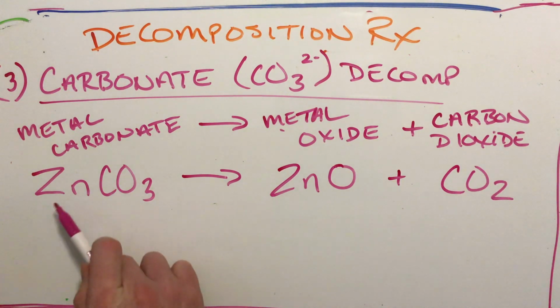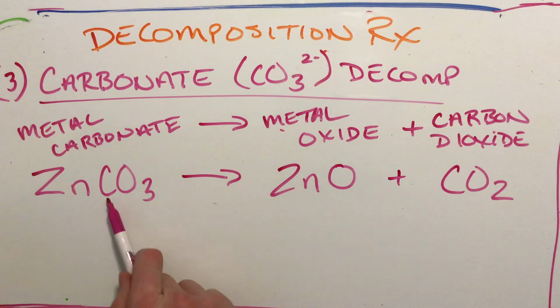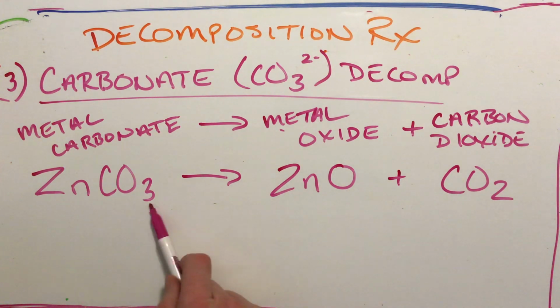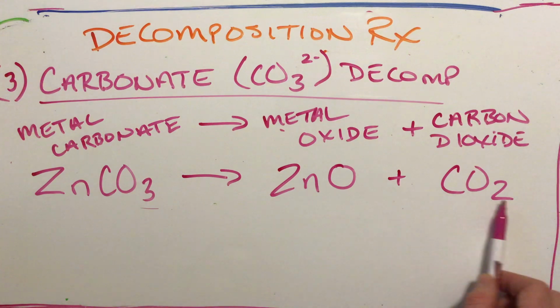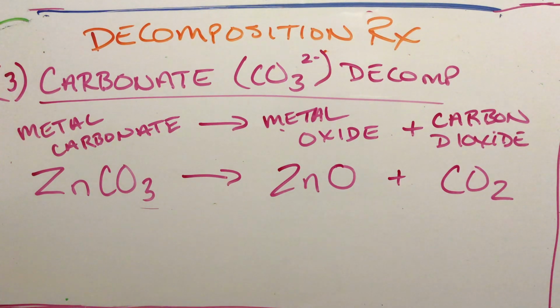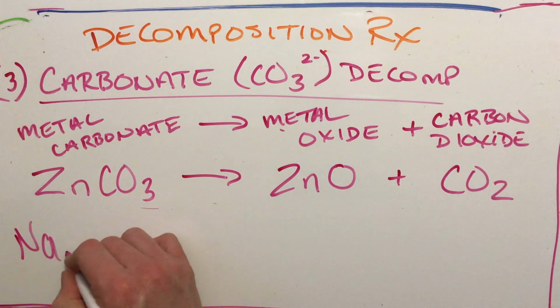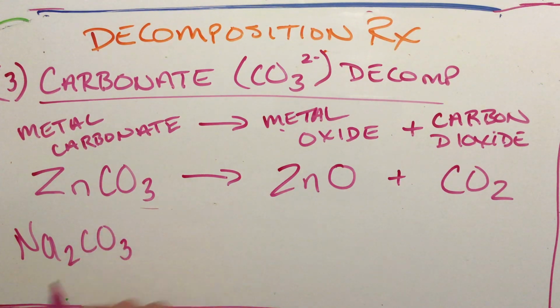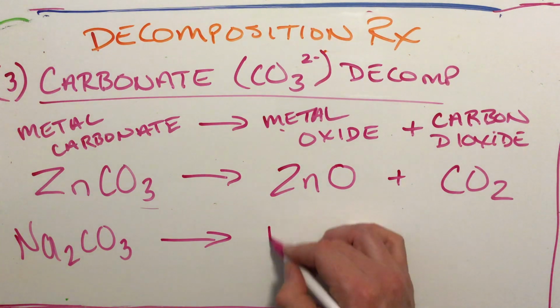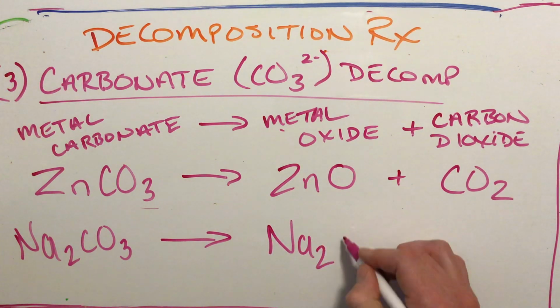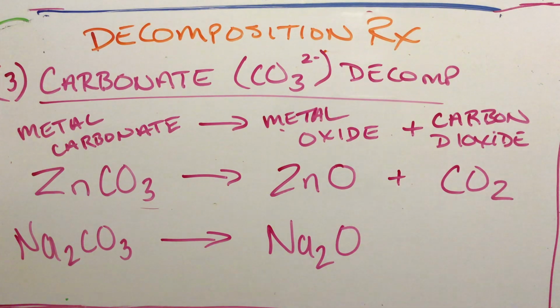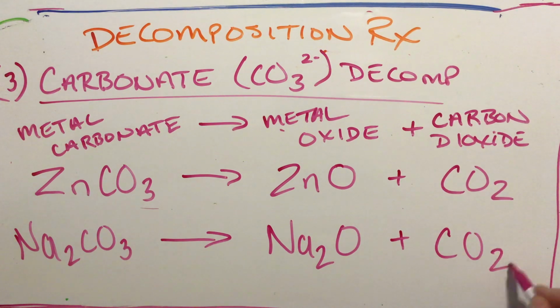And let's take a look. Zinc 1, 1 carbon, 3 oxygens, 1 plus 2 is 3 oxygens. So this one worked out perfectly by itself. We'll do another one here. Sodium carbonate is Na2CO3. It breaks down into, my metal is sodium, and oxide means it's with oxygen, so Na2O, and carbon dioxide is always going to be CO2.